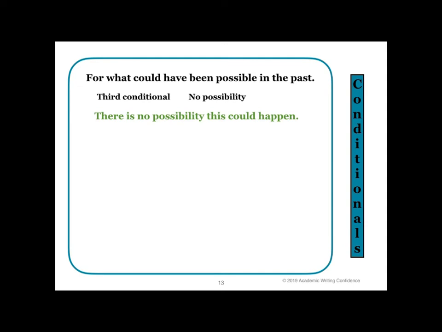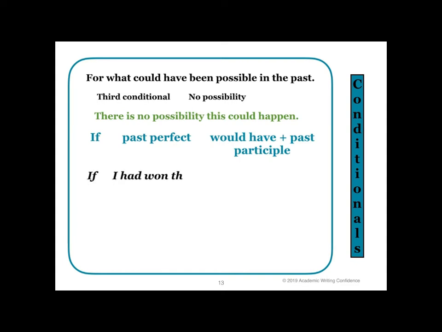Now let's look at it a little more closely and see how we're going to write this type of sentence. We begin with the word if, followed by the past perfect, and then the words would have plus the past participle. So this is what our examples would look like.